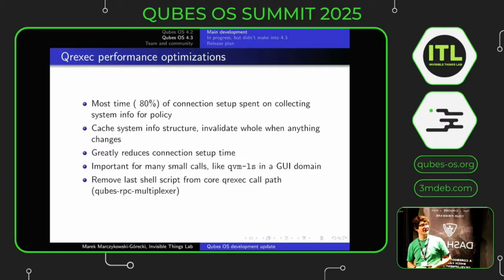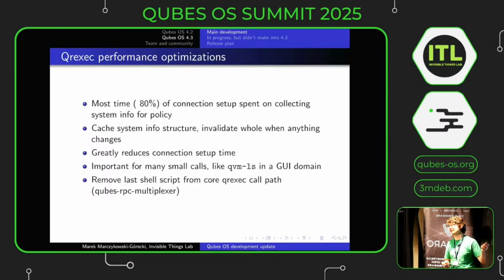There are some more Qrexec performance optimizations. So this is the second part. Some of that went into 4.2 already, but there is a new thing in 4.3. For the GUI domain, if you observe how you run, I don't know, qvm-ls, listing all the cubes in the system, there was a very big difference in performance between dom0 and the GUI domain. In dom0 it takes 1 second, maybe 2 if you have a lot of cubes. In the GUI domain it took half a minute, sometimes more.